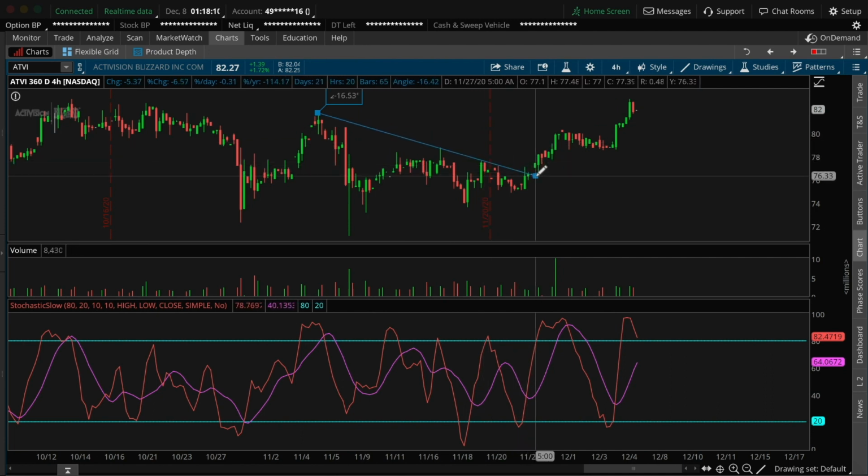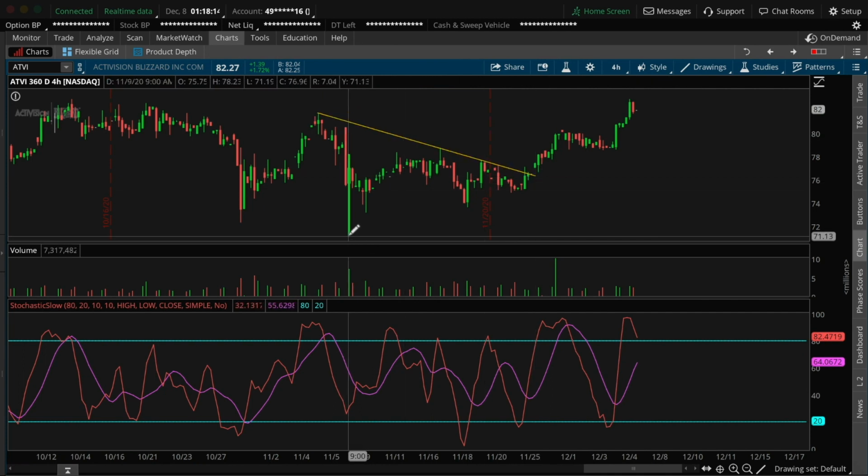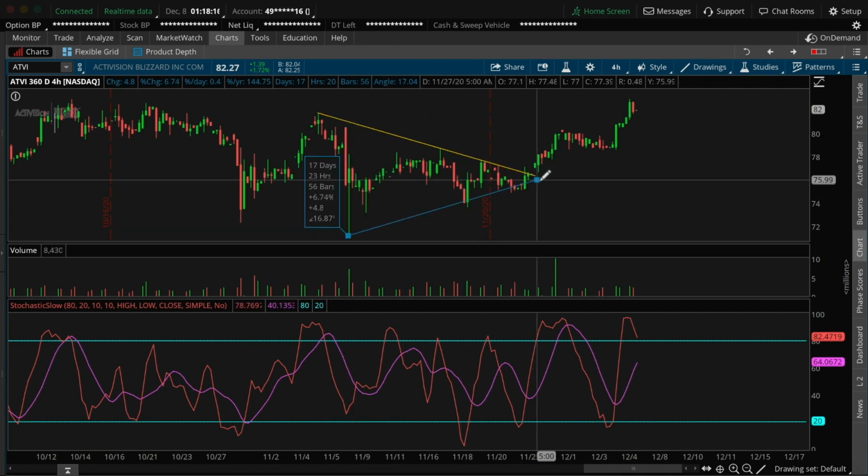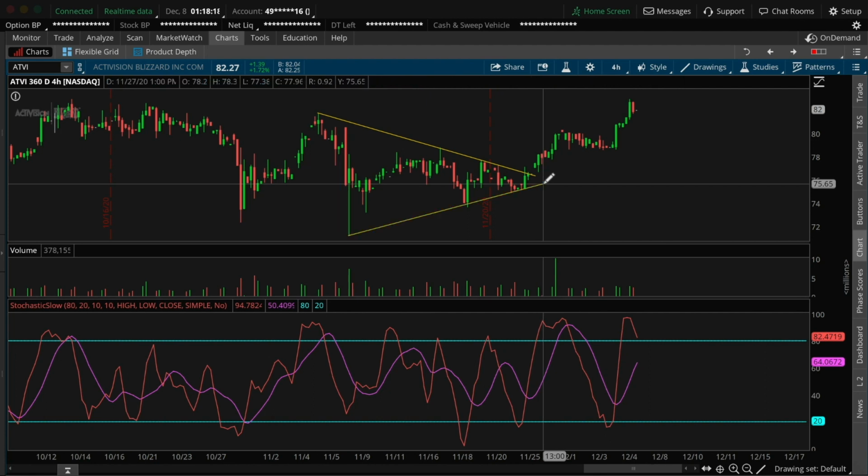You're looking for at least 2 touches on both the upside and the downside. Now, this was an interesting case because the symmetrical triangle did not break on the 4th touch. It doesn't always have to. It could take 5, 6, 7, maybe even 10 times. You just have to wait and be patient.